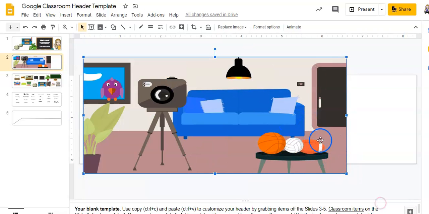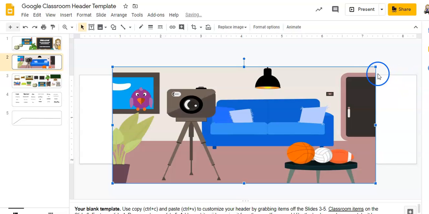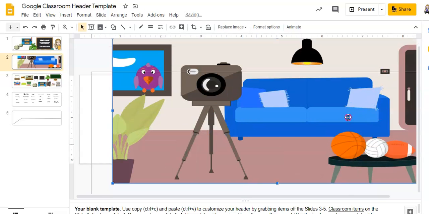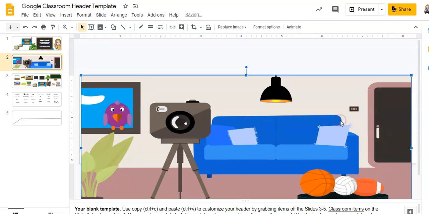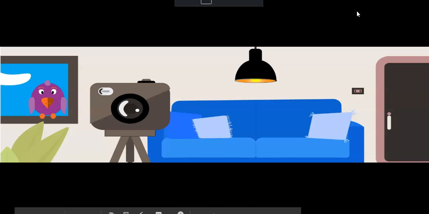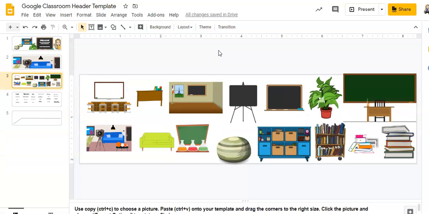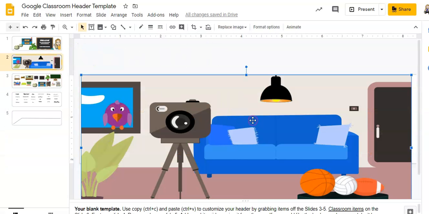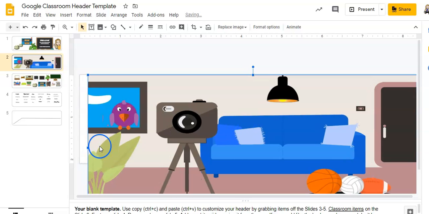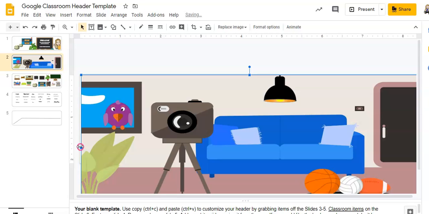Some pictures, like the balls, I don't really need because I don't teach sports, but I do a lot of technology and filming. Okay, so I've stretched this out and I'm curious how it looks. A good way to check is to hit present. Now this is pretty good, but I have this weird gap by the door. So I hit escape, come back, manipulate it over, and drag it a little bit more. It's not looking too crazy stretched.